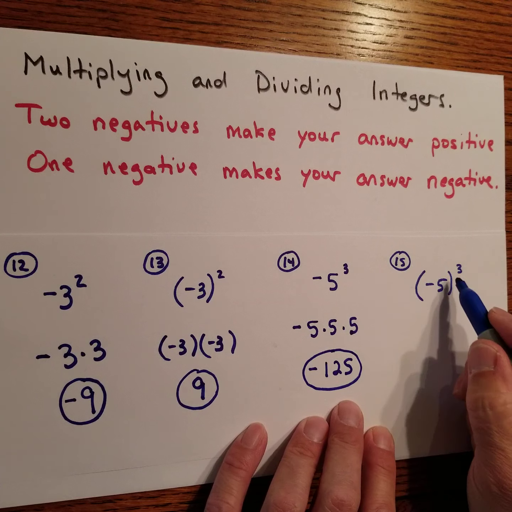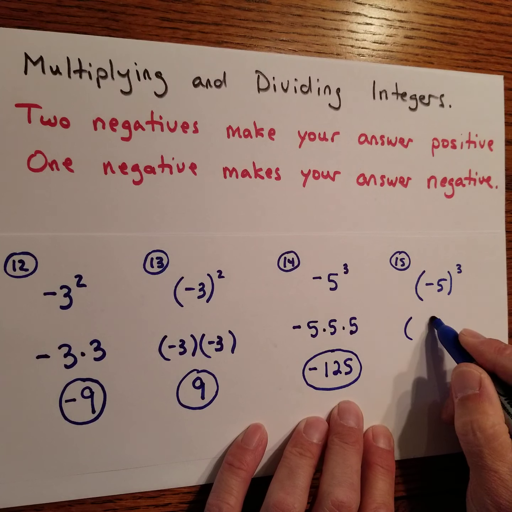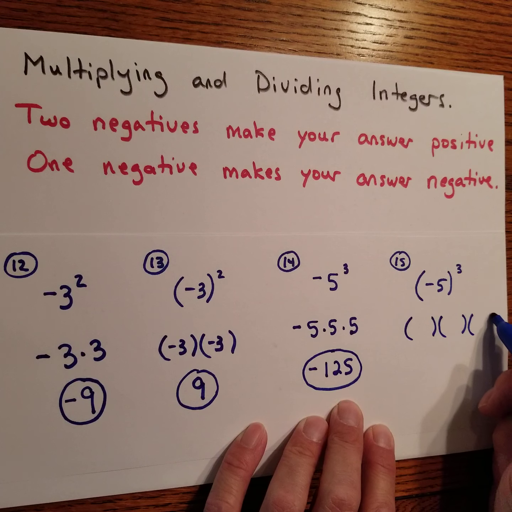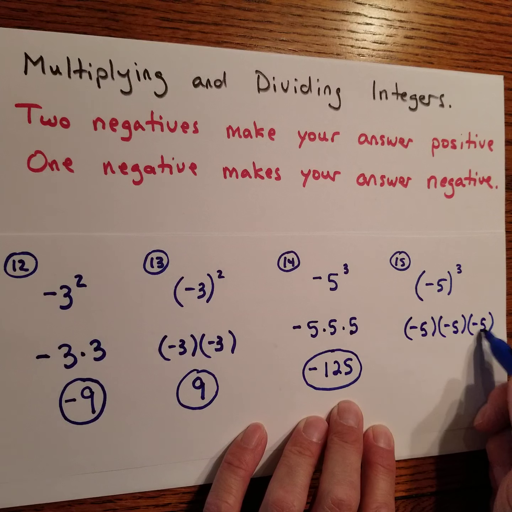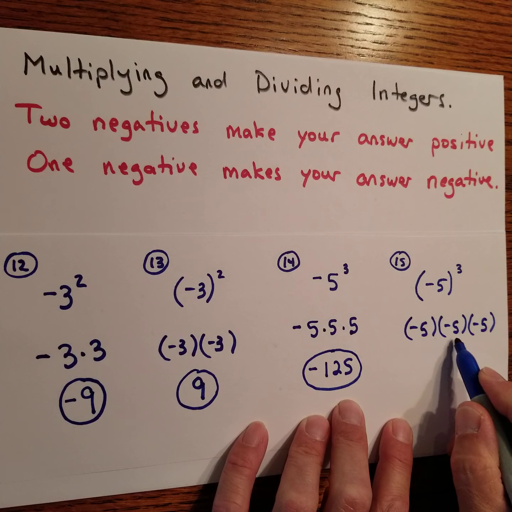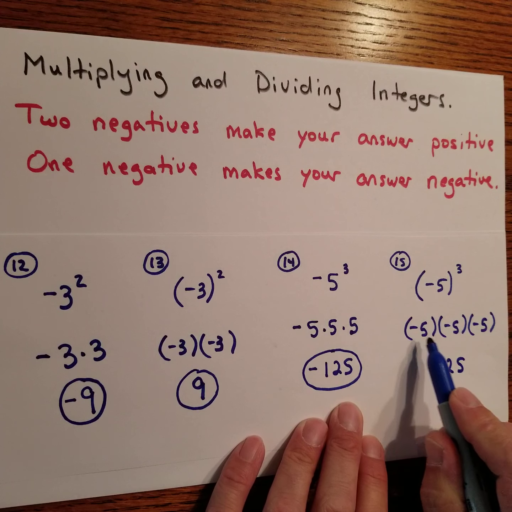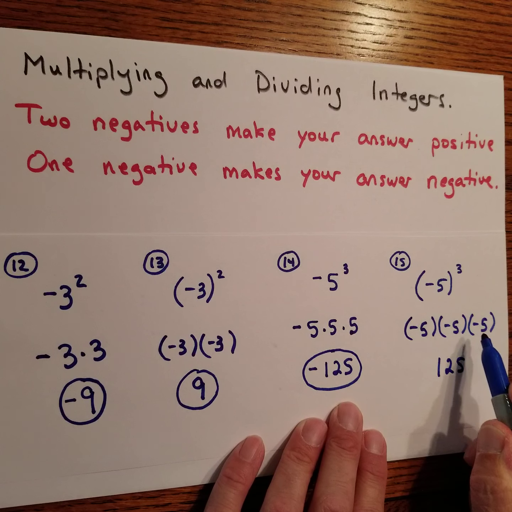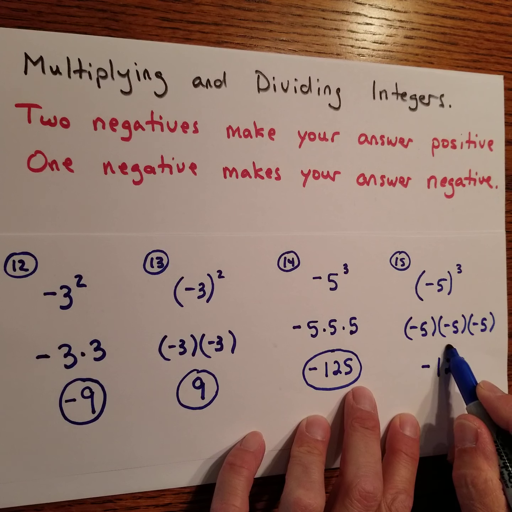In number 15, everything in the set of parentheses happens 3 times. That's negative 5 times negative 5 times negative 5. 5 times 5 times 5 we know is 125. And now I've got 1, 2, 3 negatives. 3 is an odd number of negatives, and an odd number of negatives makes my answer negative.